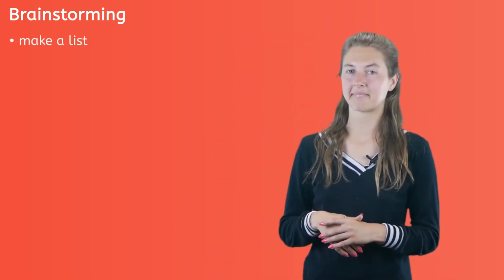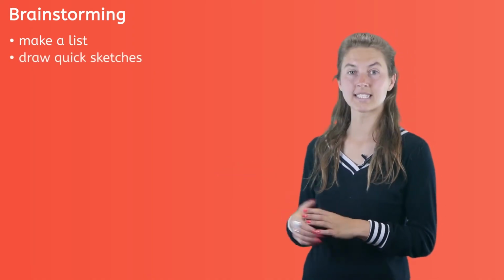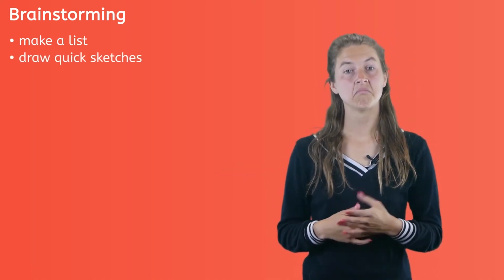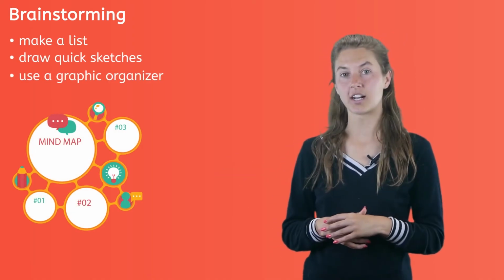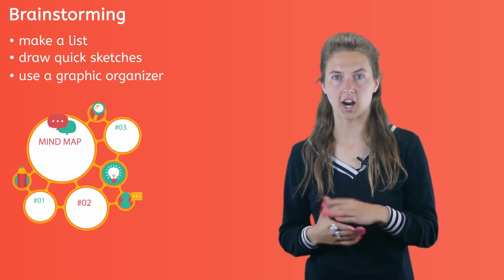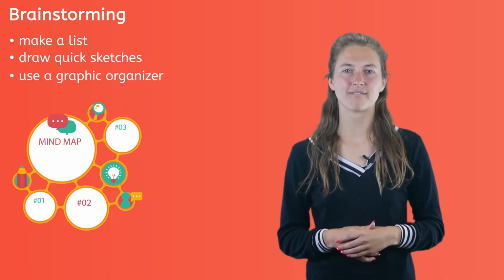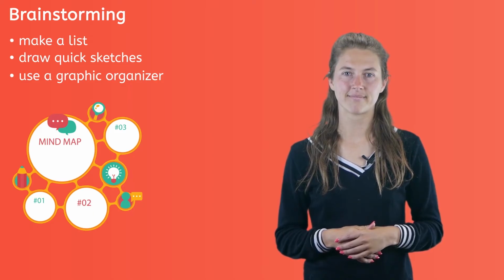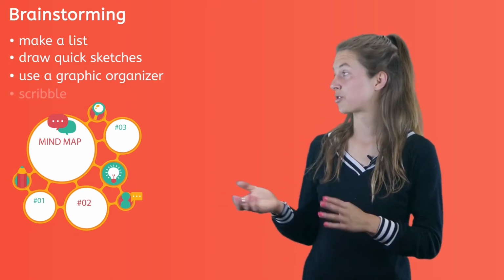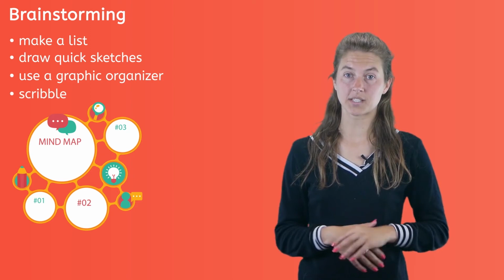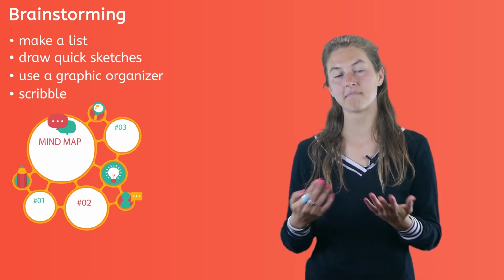Some authors like to make a list, draw quick sketches, use a graphic organizer, which is like a map or flowchart that helps you get your ideas out, or just scribble your thoughts all over the place where it makes sense for them.